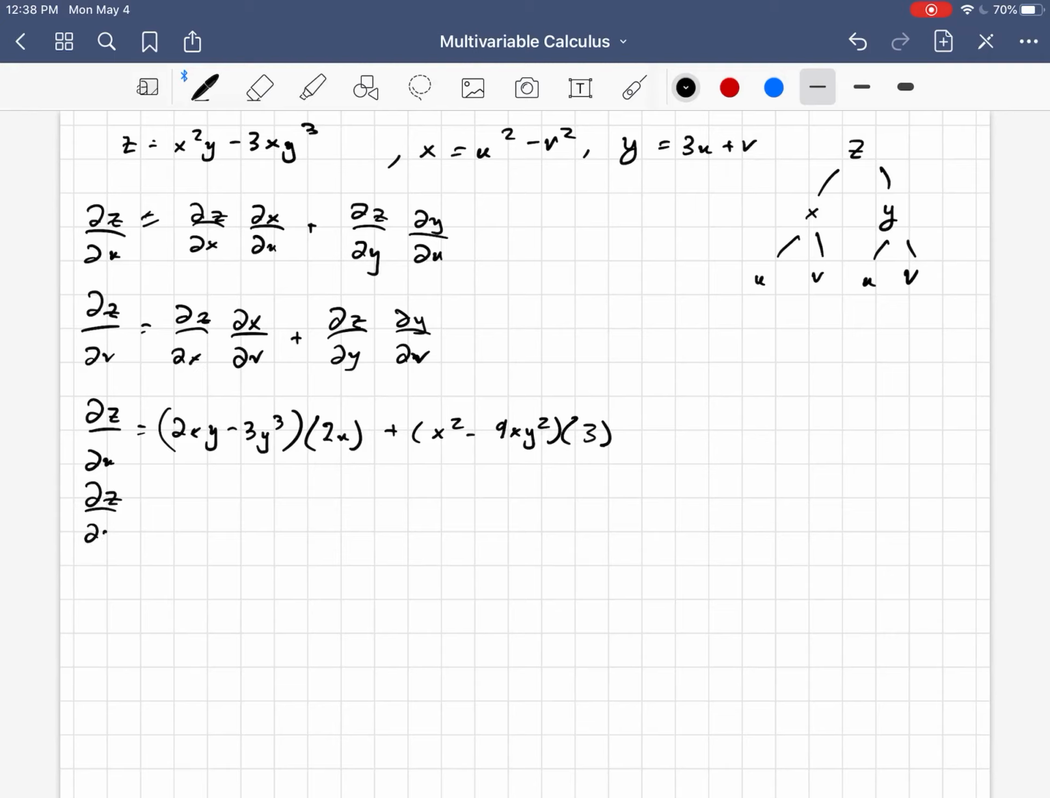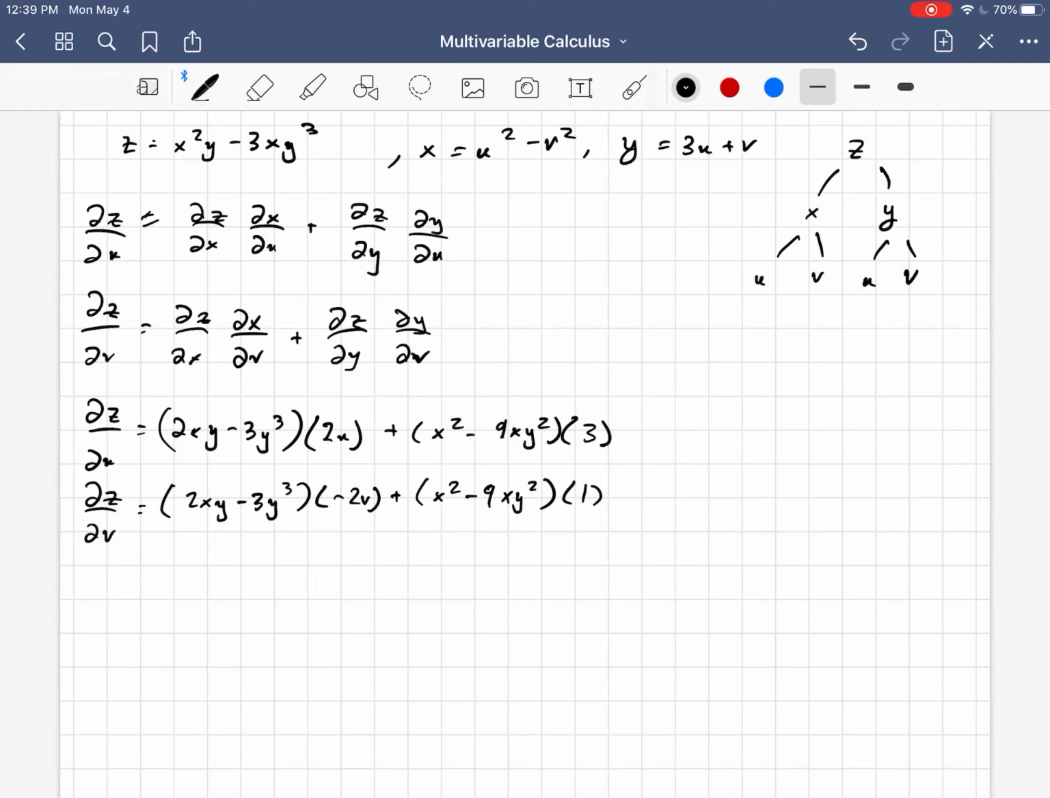And so now likewise, partial z with respect to v is going to be partial z with respect to x, and that's the same thing, 2xy minus 3y cubed, times partial x with respect to v, so that's going to be a negative 2v. Plus partial z with respect to y, that doesn't change. That's still x squared minus 9xy squared, times partial y with respect to v, which is just a 1.